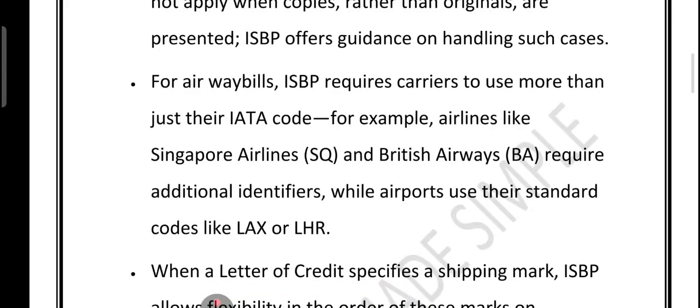Another example you can take is the airway bill. ISBP says the carrier must identify themselves with more than just their IATA code. For instance, Singapore Airlines is SQ, British Airways is BA, but they must also include an extra identifier. Like airports still use their standard 3-letter code, like LAX for Los Angeles or LHR for London.